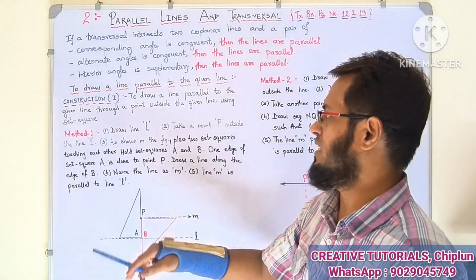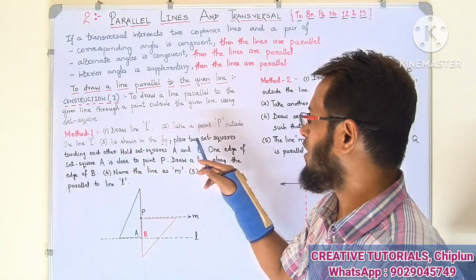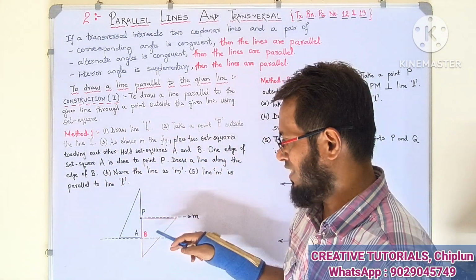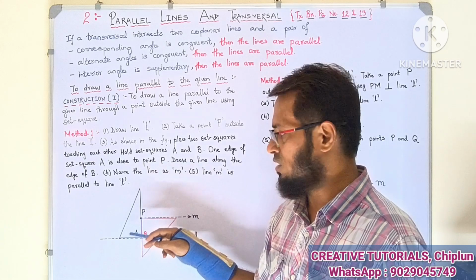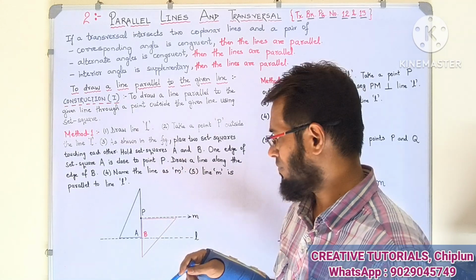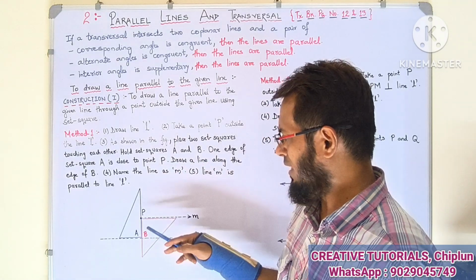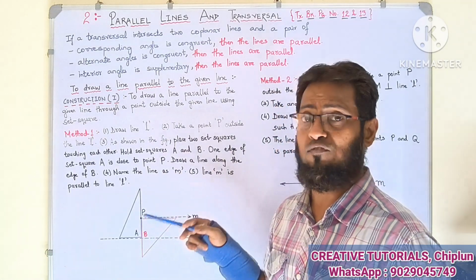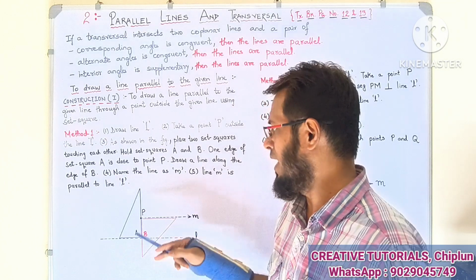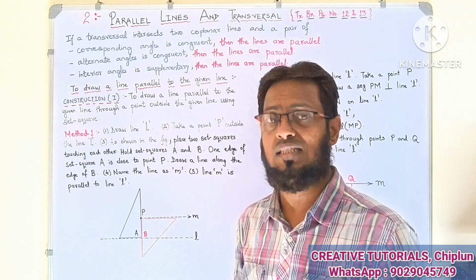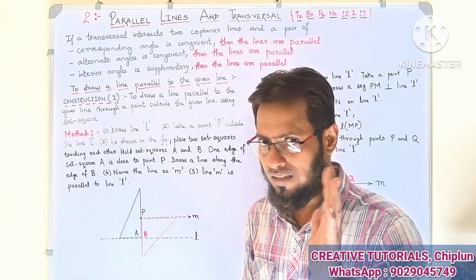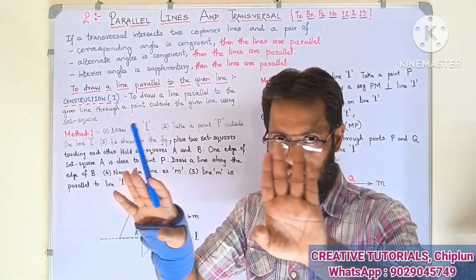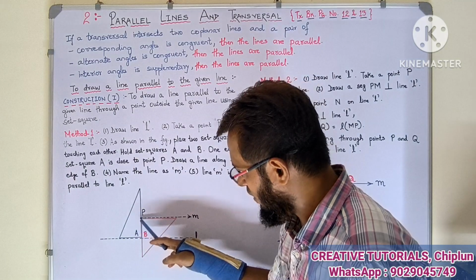Then they are telling us, as shown in the figure, place two set squares touching each other. So these are two set squares. I have deliberately used these two colors to avoid confusion. I just told you some time back that this red one is the 45, 45, 90 degrees set square, and this blue colored one is the 30, 60, 90 degrees set square. So place two set squares touching each other. You can see that they are touching each other here.